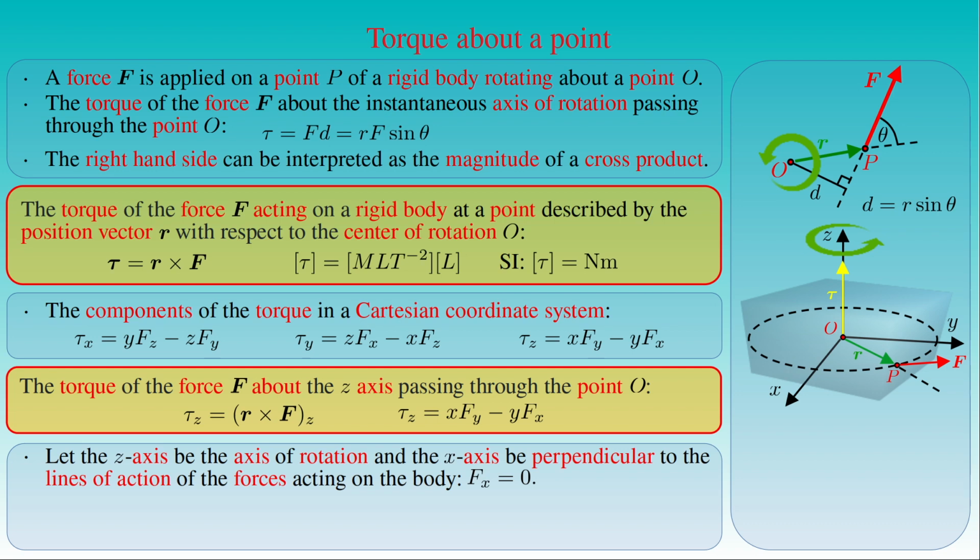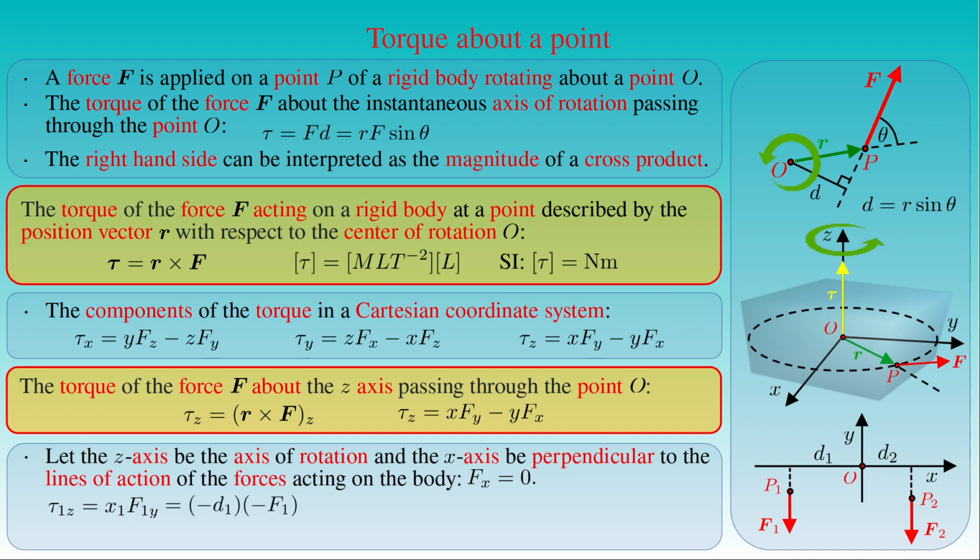For example, let us apply the forces F1 and F2 at the points P1 and P2 such that their lines of action are perpendicular to the x-axis. Then the z component of the torque τ1 of the force F1 is given by the coordinate x1 of the point P1 times the y component of the force F1. Since x1 is equal to minus the lever arm d1 and F1y is equal to minus the magnitude of F1, we obtain F1 times d1, which is positive, indicating a counterclockwise rotation.